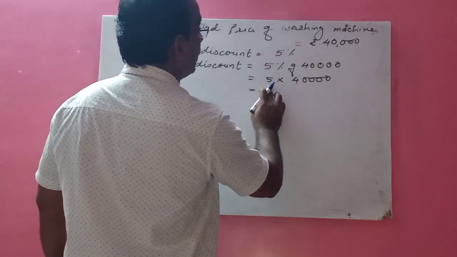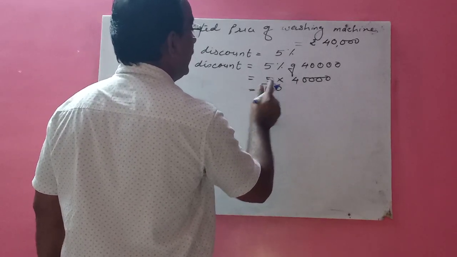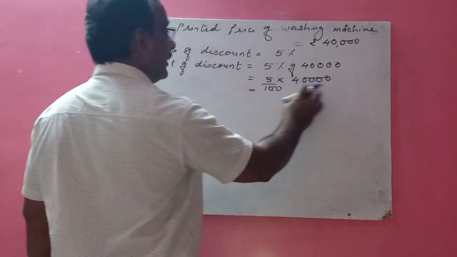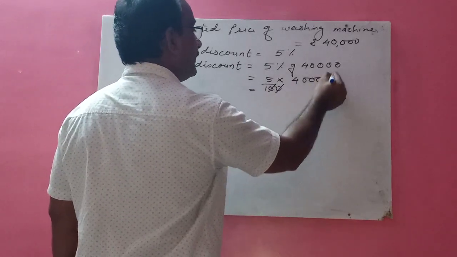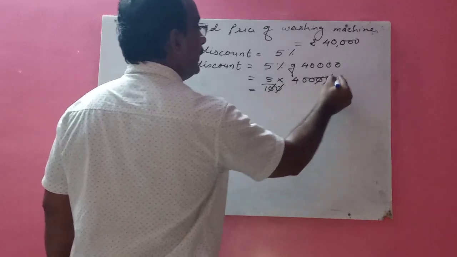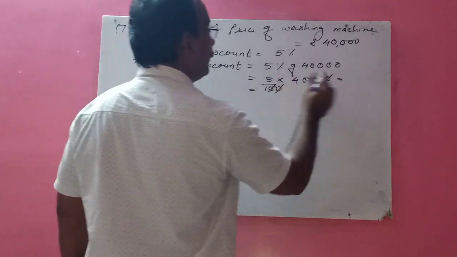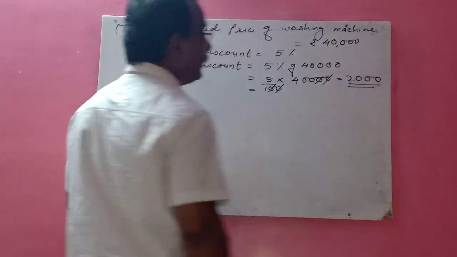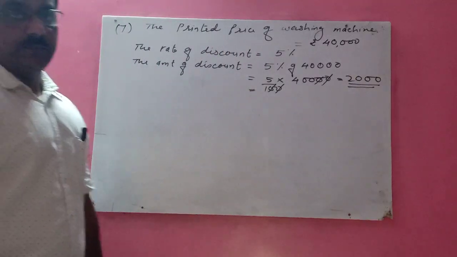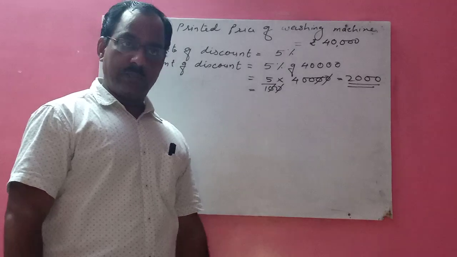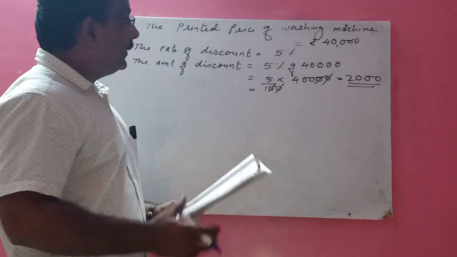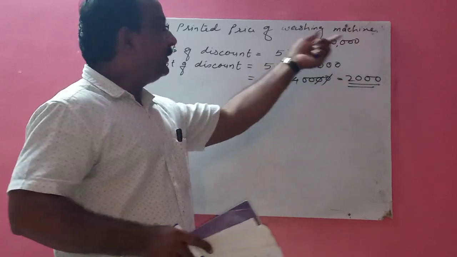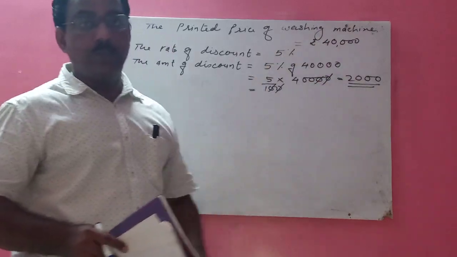So, 5 upon 100. 5% means 5 upon 100 into 40,000. So these two get cancelled and you will get the answer: 5 4s are 20. So 2,000. Rupees 2,000 Prasad will get as a discount. Okay. So if you subtract this 2,000 from the printed price, means from 40,000, what will you get?